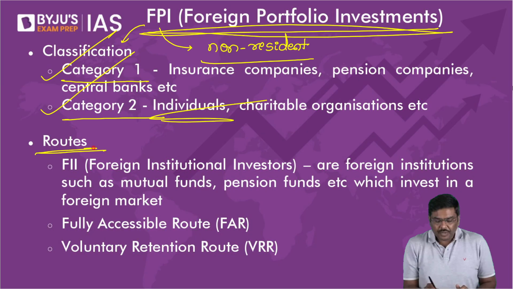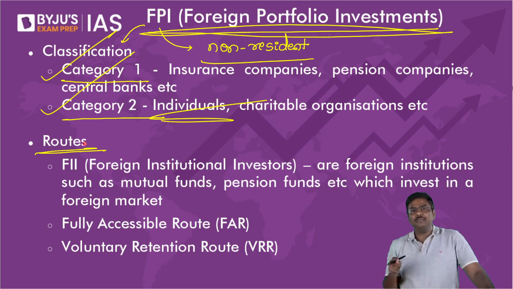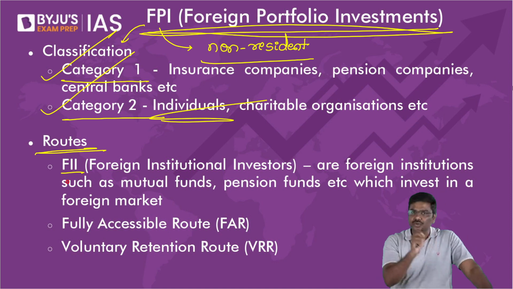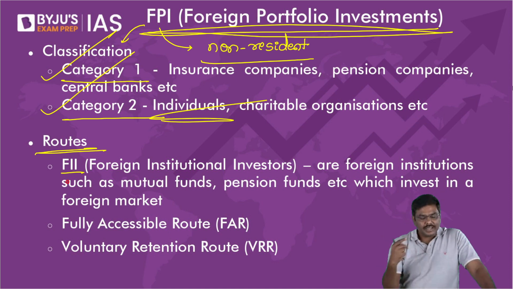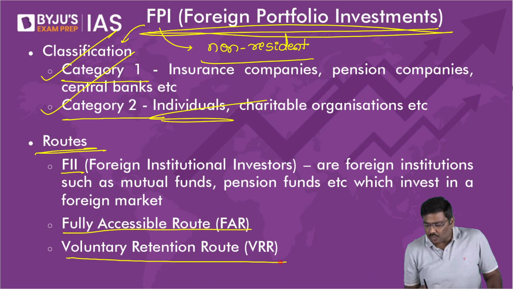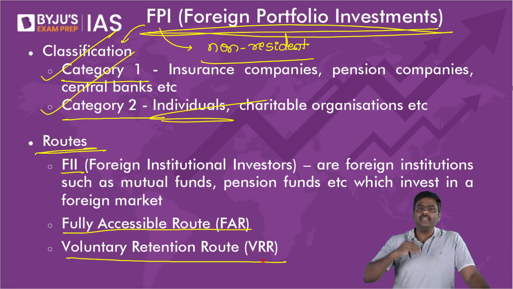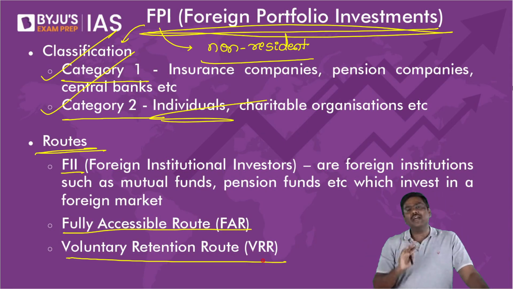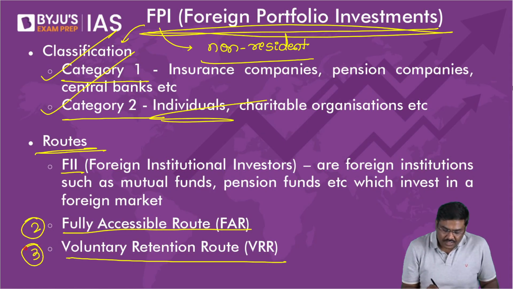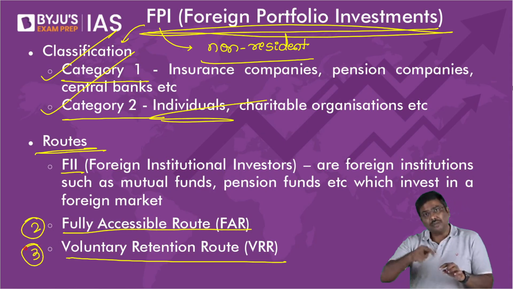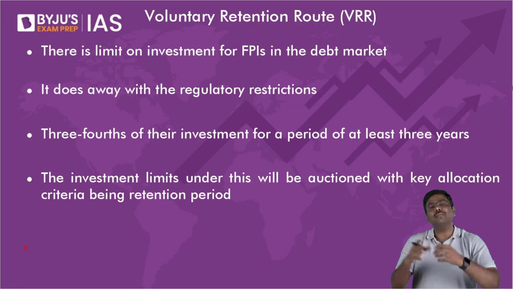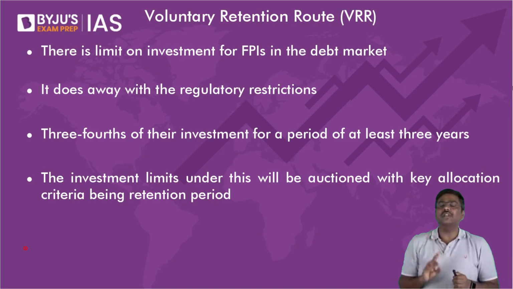Now, in what way can investment come into India? One way is through FIIs, foreign institutional investments. The second one is the fully accessible route. And the third one is the voluntary retention route, FAR and VRR. The second and third are part of current affairs. Understand this very, very carefully. Both are part of current affairs, very recently introduced and promoted by RBI. Listen to me very carefully now.